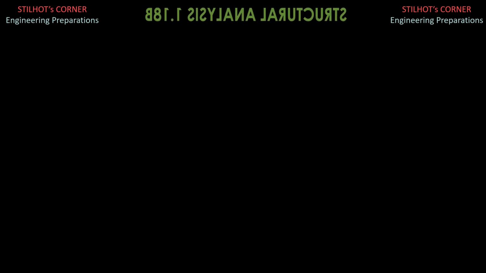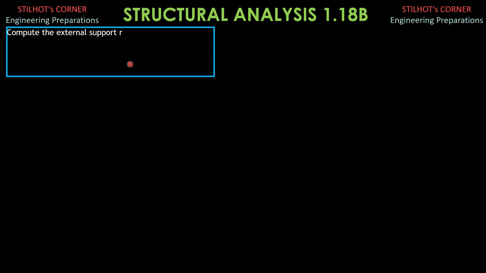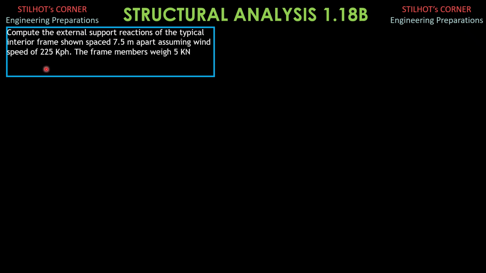So let's have a problem on wind loads. Compute the external support reactions of the typical interior frame shown spaced 7.5 meters apart, assuming wind speed of 225 kilometers per hour. The frame members weigh 5 kilonewtons per meter. Wind pressure coefficients are C sub 1 positive 0.3, C sub 2 negative 0.4, and C sub 3 negative 0.6.